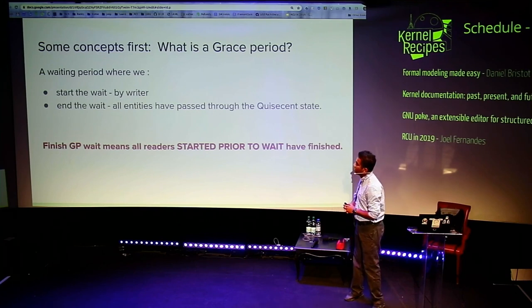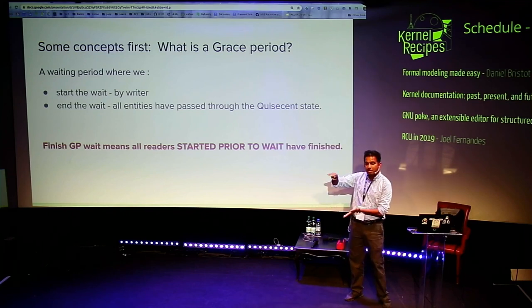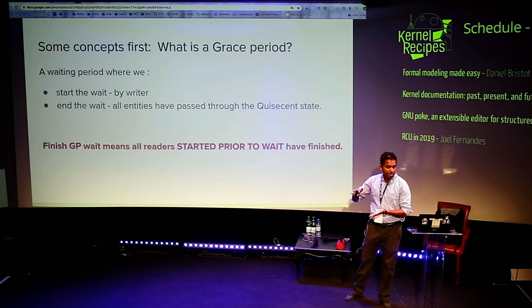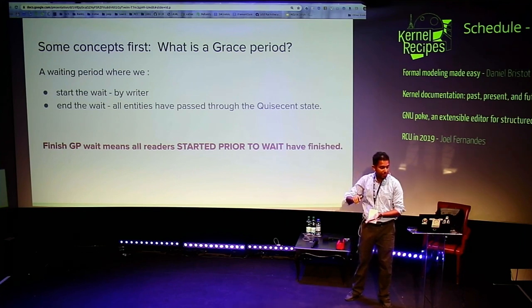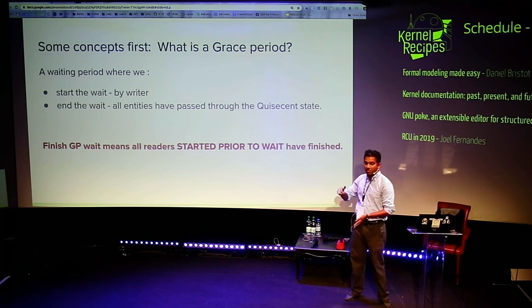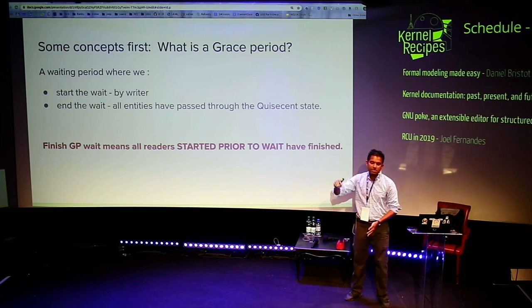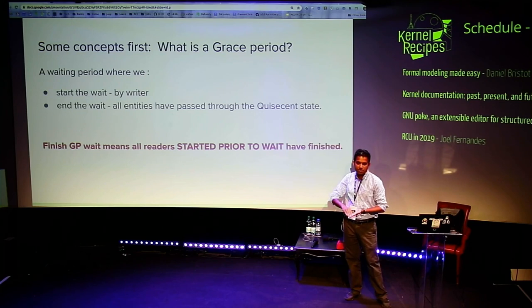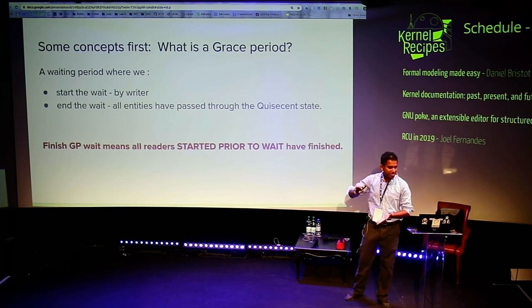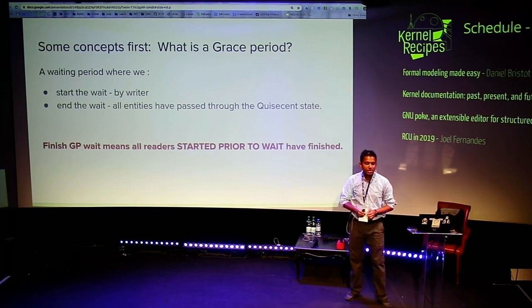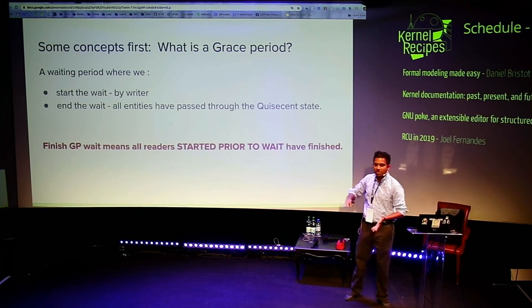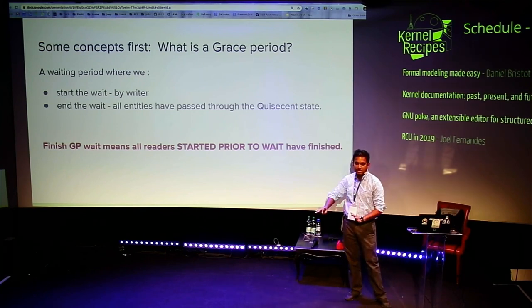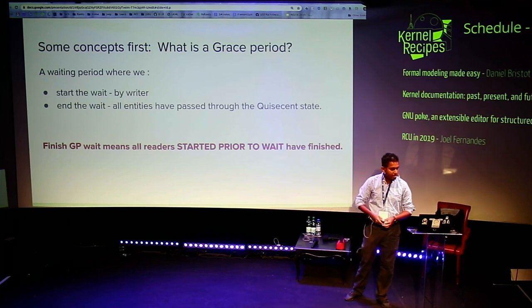Let's define that. A grace period is a certain wait that, if waited for that duration, we are guaranteed to have waited for all readers that started before the grace period started, okay? So when does the wait end? The wait ends when all the CPUs have passed through a quiescent state. It starts because a writer started it, which will be more clear when I show you the RCU application. And it ends when all the CPUs have passed through a quiescent state. That's when the wait ends, okay?